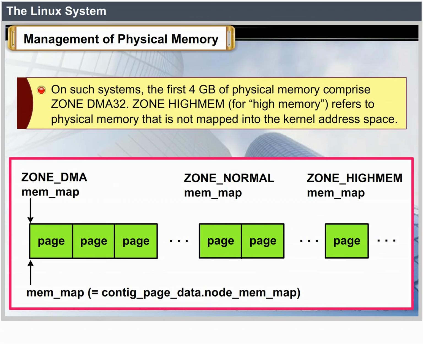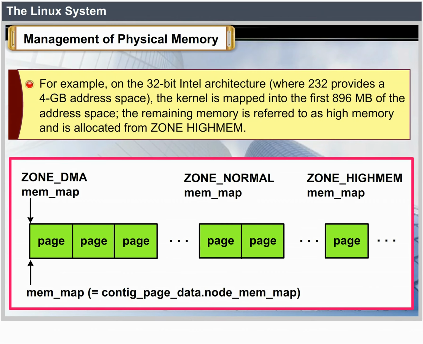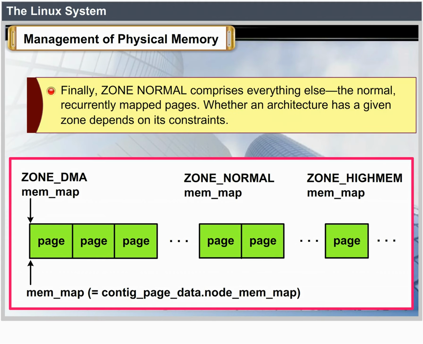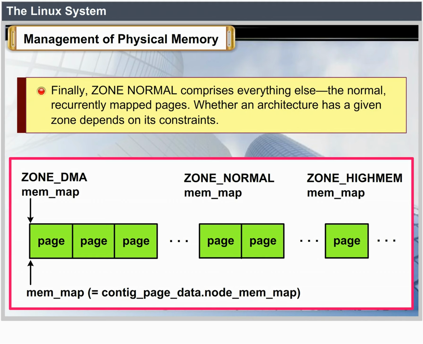ZONE_HIGHMEM, for high memory, refers to physical memory that is not mapped into the kernel address space. For example, on the 32-bit Intel architecture, where 2^32 provides a 4 GB address space, the kernel is mapped into the first 896 MB of the address space. The remaining memory is referred to as high memory and is allocated from ZONE_HIGHMEM. Finally, ZONE_NORMAL comprises everything else, the normal, regularly mapped pages.